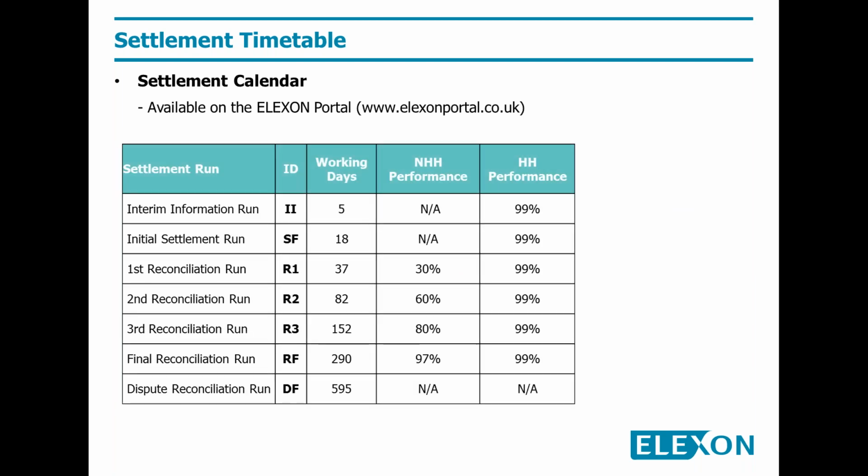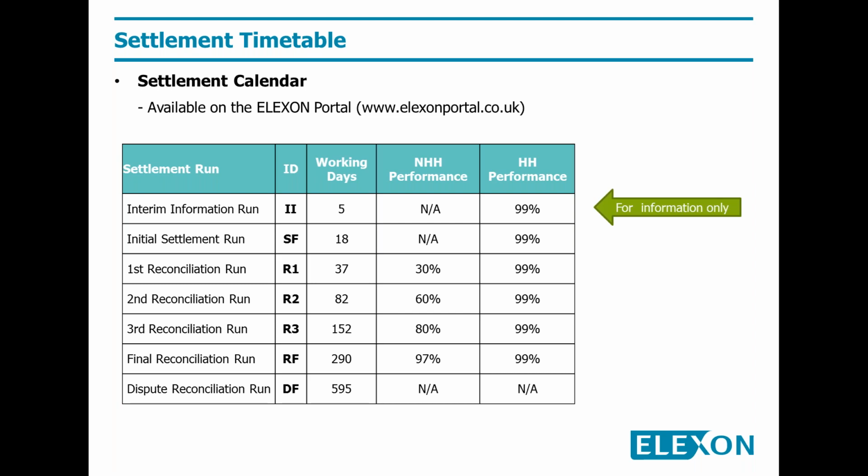So how do you settle as a BSC party against that? As I mentioned, 5 working days after the settlement day, there'll be an interim information run, or an II run, and that will give you an idea of your position. We then have the initial settlement run, or SF run, 18 working days. Reconciliation run 1, 2, 3, and then the final reconciliation run 290 working days, or around 14 months after the settlement period started.